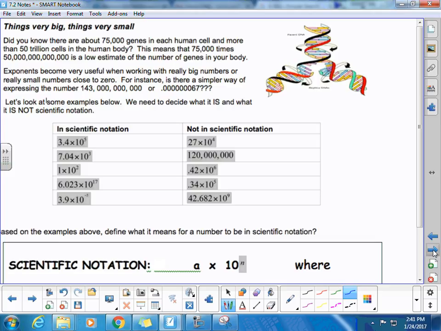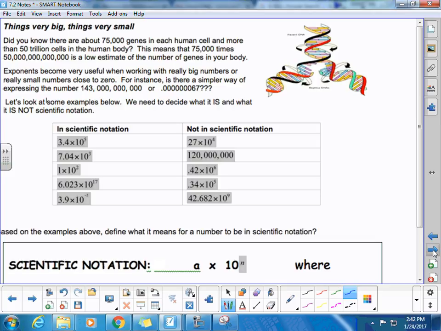So do you know there are 75,000 genes in each human cell and more than 50 trillion cells in our body? That means that there's 75,000 times 50 trillion. That would be a low estimate of the number of genes in your body. That would be really hard to write, right? We'd have lots of zeros. So in order to avoid that, we started using scientific notation.